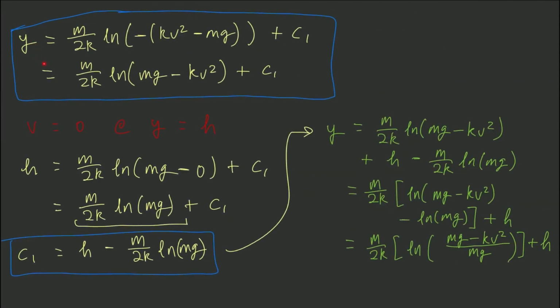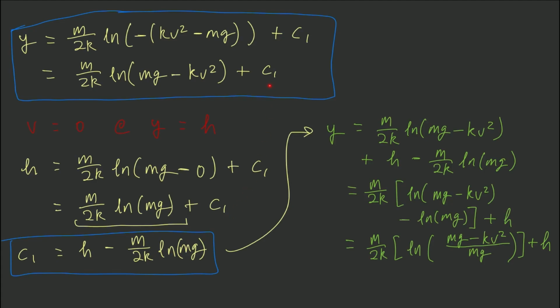So to begin, this is what we derived in the last video, where we have y equals m over 2k times the natural log of mg minus kv squared plus some integration constant c1. This integration constant c1 is determined by a boundary condition, namely the velocity of the object was 0 at y equals h, or in other words, the object was dropped from rest. So the way to implement this boundary condition is to plug in y equals h and v equals 0, and then do the algebra to solve for c1. And that is going to be the c1 that we always use for this problem. So that comes out to c1 equals h minus m over 2k times the natural log of mg.